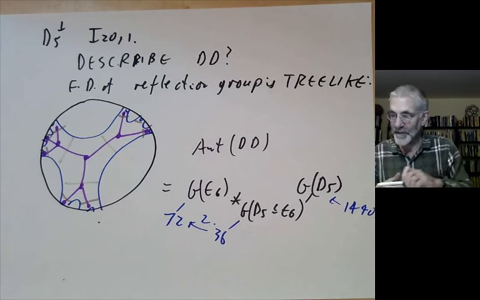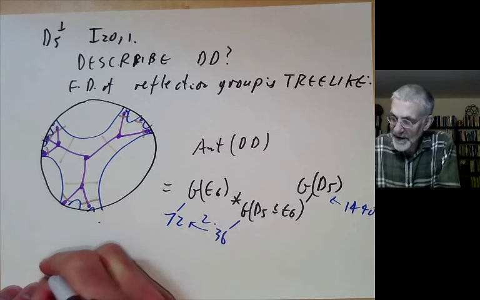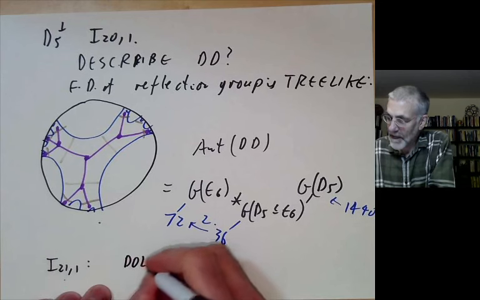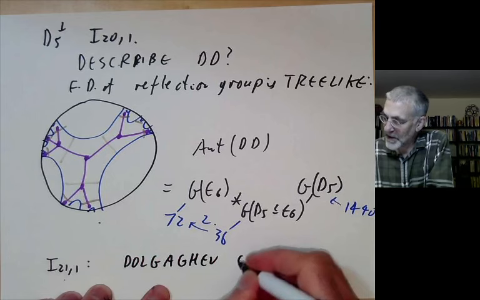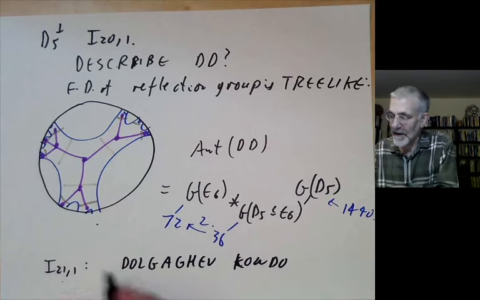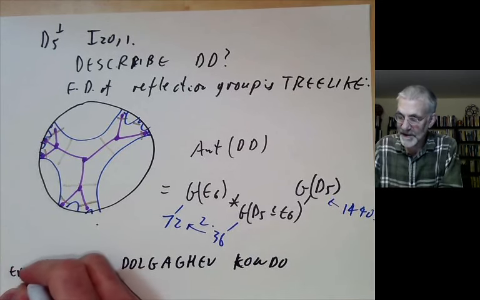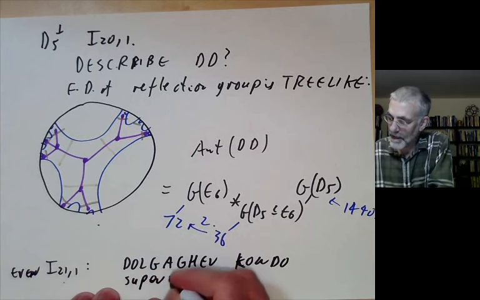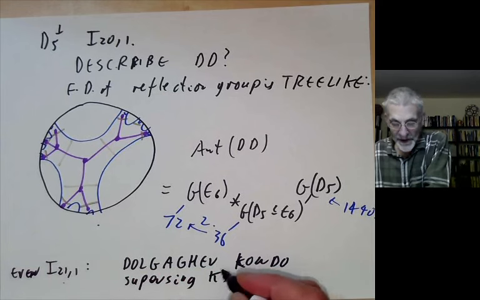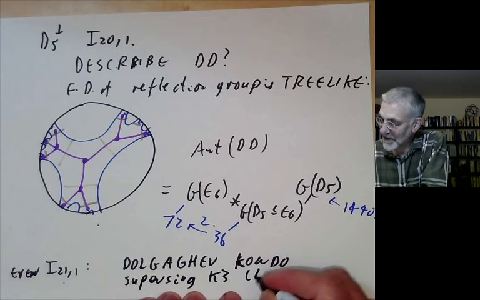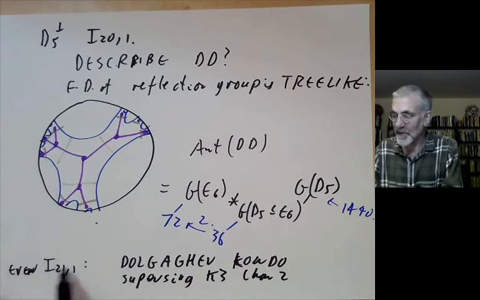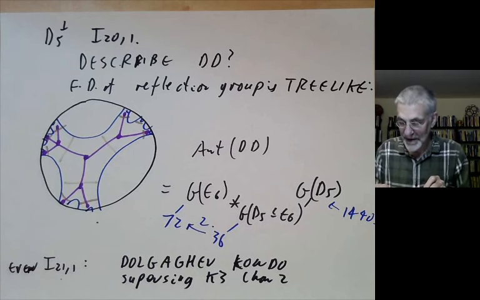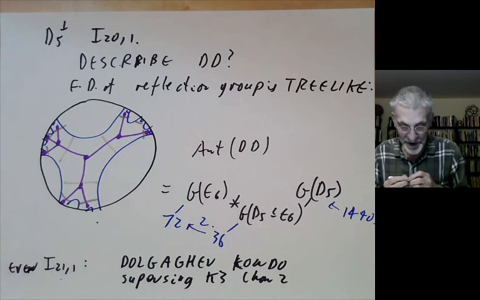I should mention that in the case of the even sublattice of II_{21,1}, which had a finite Dynkin diagram, Dolgachev and Kondo found that this group, the even vectors of this, actually turns up naturally in algebraic geometry. In fact, there's a supersingular K3 surface in characteristic 2 with the Picard group that corresponds to this lattice here. And as a result, you get this Dynkin diagram with finite reflection group turning up naturally in algebraic geometry.